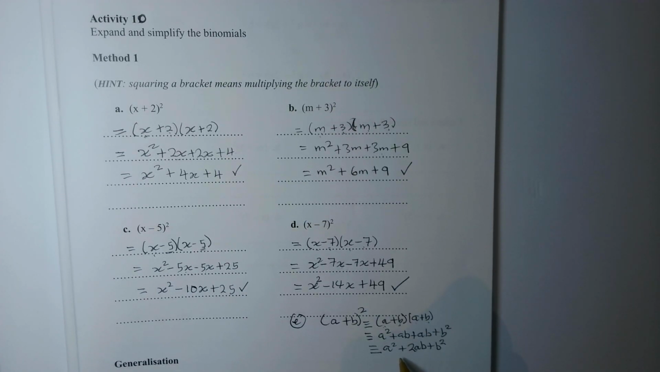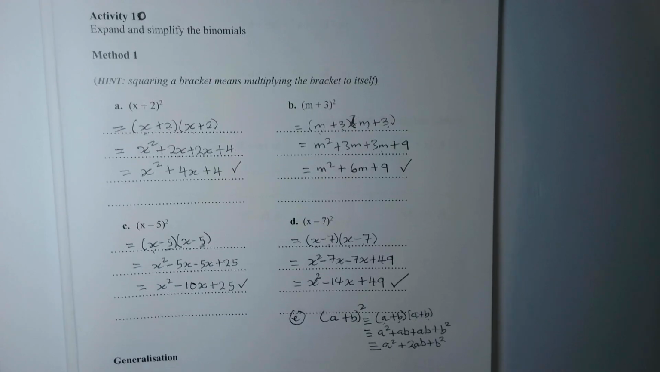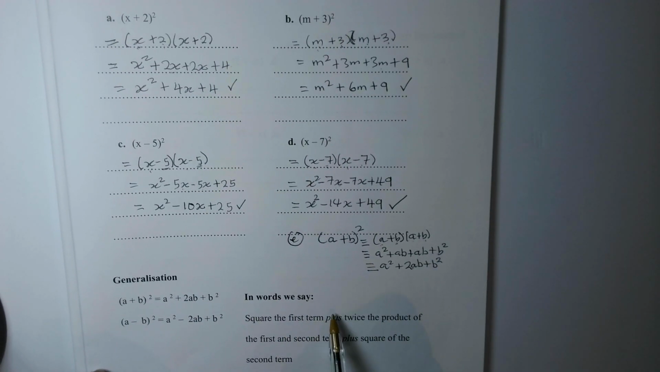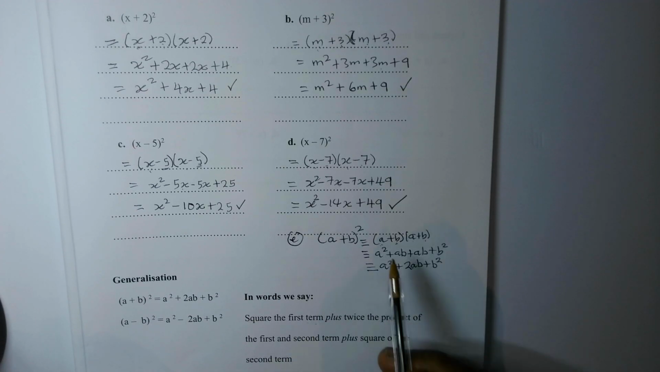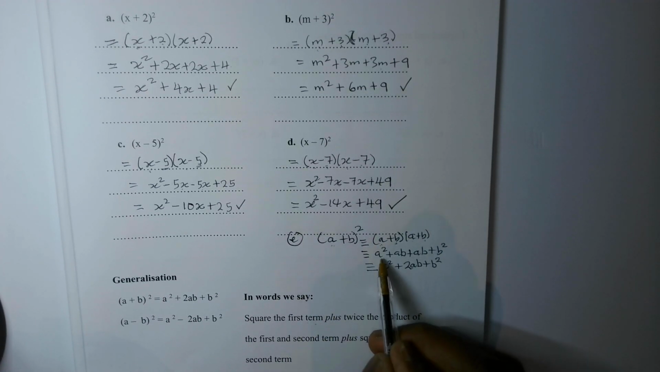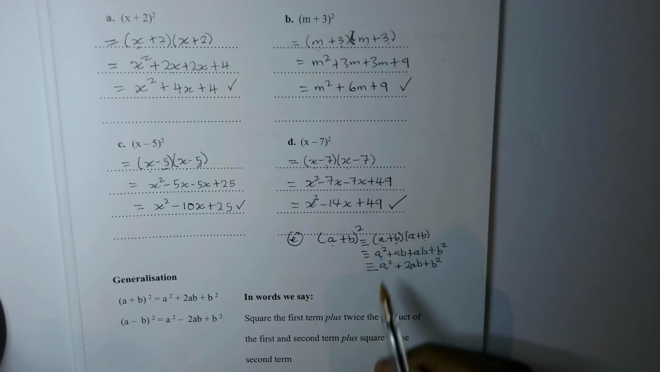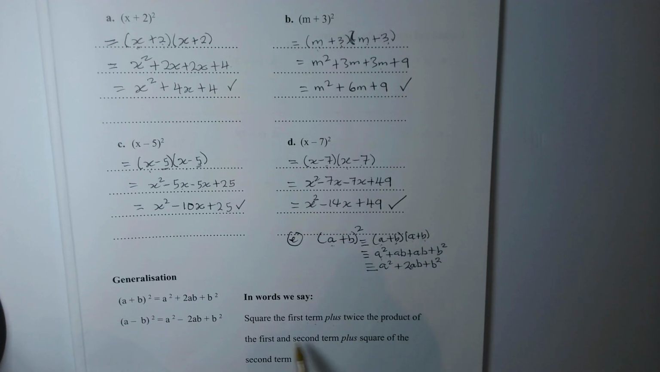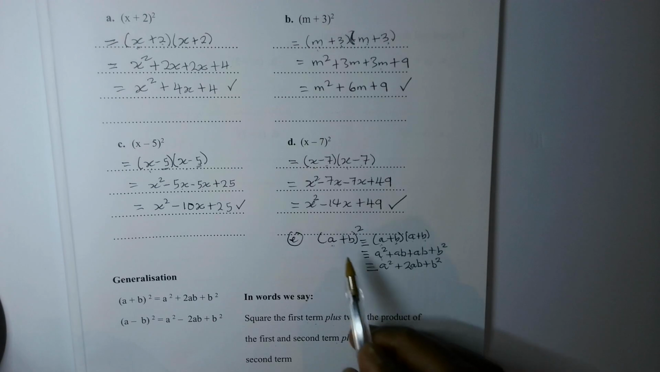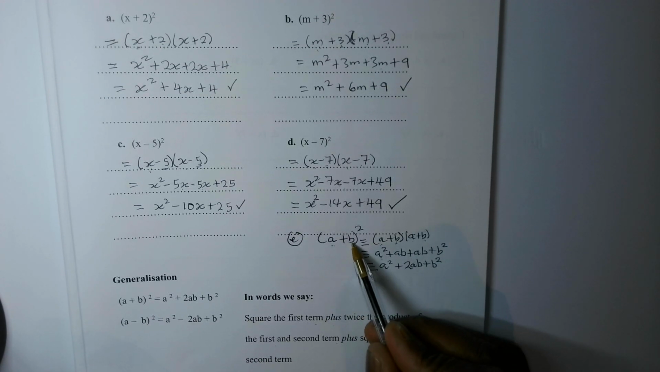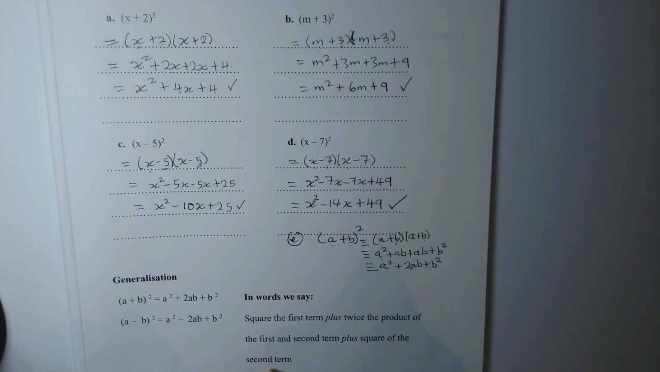Now, a simple way of seeing this, you can see it in words. I'll leave it here so it's easy to see. In words, we can say: square the first term, so A squared, we have the A squared here, plus twice the product of the first and the second term. So the first term and the second term have a product, AB, and twice that takes me to 2AB, plus the square of the last term, the second term, which is B squared.